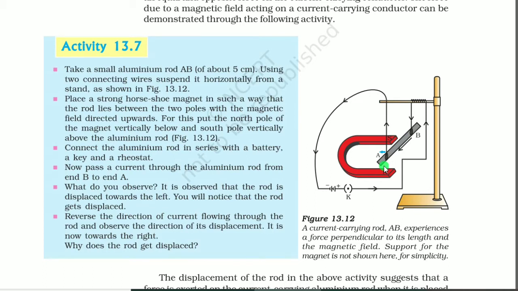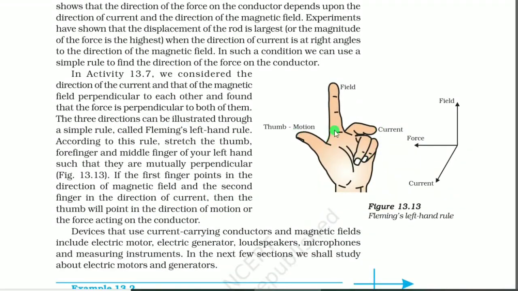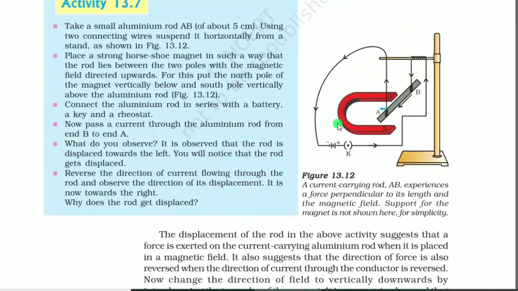Then automatically when you just apply this formula, what formula? You have to align your index finger first of all along the magnetic field, and next you have to align your middle finger along the current direction. Then automatically the remaining finger, what is the remaining finger here? That is the thumb. So the thumb automatically indicates this direction. According to the figure it will be the left direction.